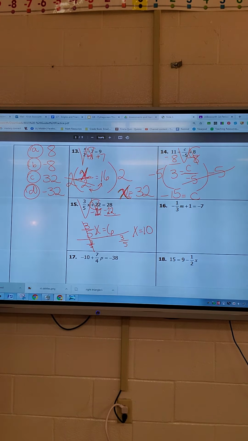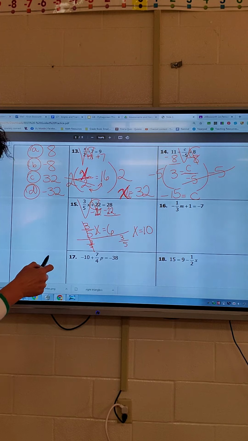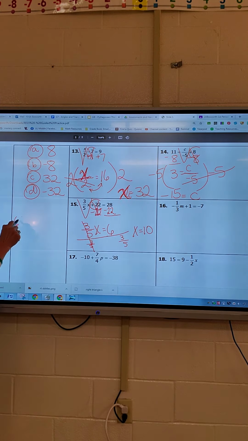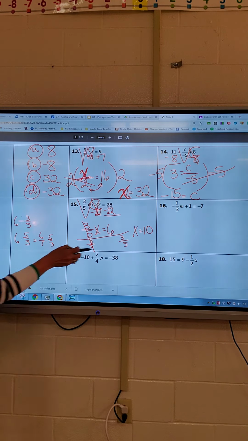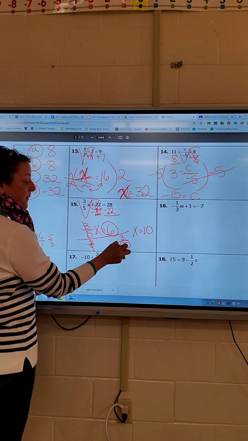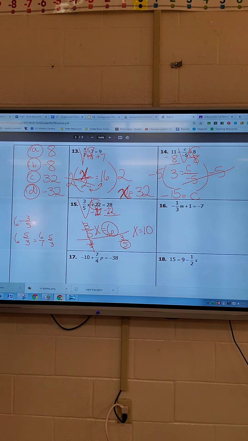How am I doing that in my head so fast? Let me show you something. Look right here. 6 divided by 3/5 is really 6 times 5 over 3, right? Which is 6 over 1 times 5 over 3, if you think about it, right? 6 times 5 is 30, divided by 3 is 10. So when I look at this, I'm just multiplying that number and that number. 6 times 5 is 30, and then I divide by that 3.